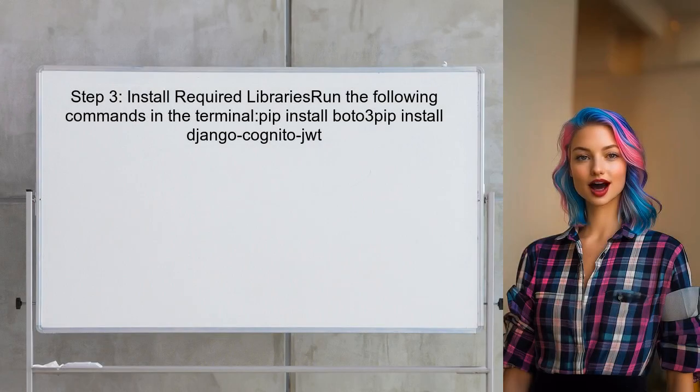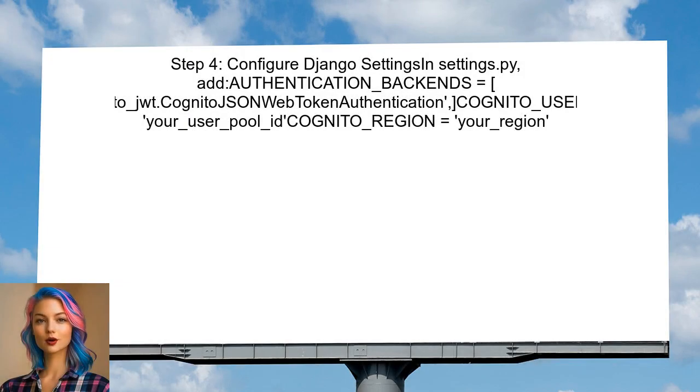Now, the user needs to integrate the Cognito user pool with their Django application. This involves installing the necessary libraries. The user can use pip to install the Boto3 and Django Cognito JWT packages. After installing the libraries, the user should configure Django settings to use Cognito for authentication. This includes adding the Cognito settings to the Django settings file and updating the authentication backend.